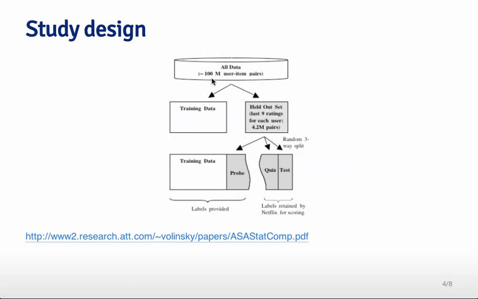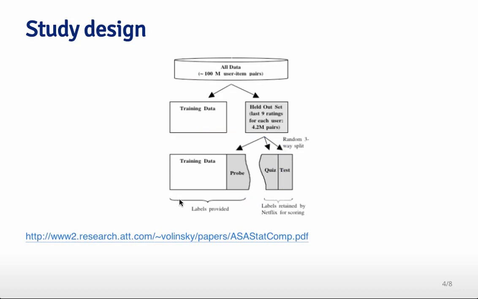This is the study design that was used in the Netflix prize. They had 100 million user-item pairs, in other words, movies that people had given their preference on. They split that into a training data set, which they were going to give to users that were going to build models for prediction. Then they held out a bunch of ratings that were not going to be shown at all to the people that are building the models.